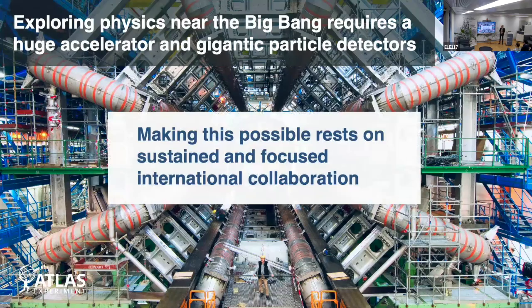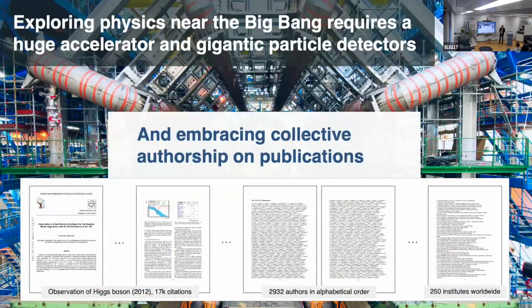So making this possible rests on sustained and focused international collaboration. There's no way to do this as a laboratory on its own. And it also means embracing collective authorship on publications. This is often something which people are horrified about, but it is really a strength. This is the observation paper of the Higgs boson in 2012. It had 2,932 authors. We now have 1,500 papers, all peer-reviewed, and all of them have around 2,900 authors, and 250 institutes are also on this paper. So that's the price to pay.